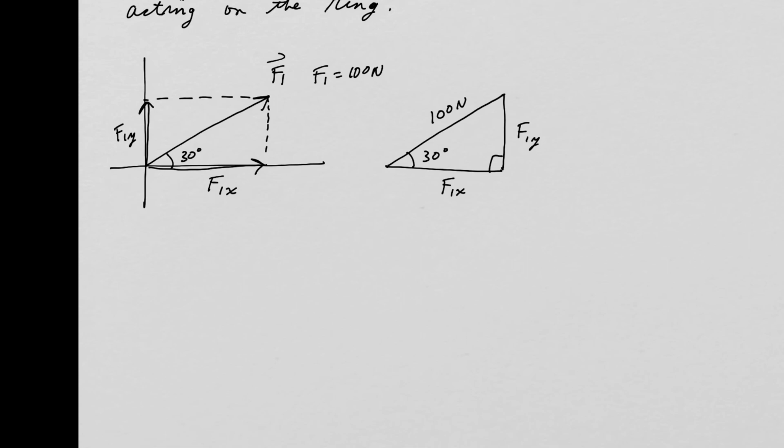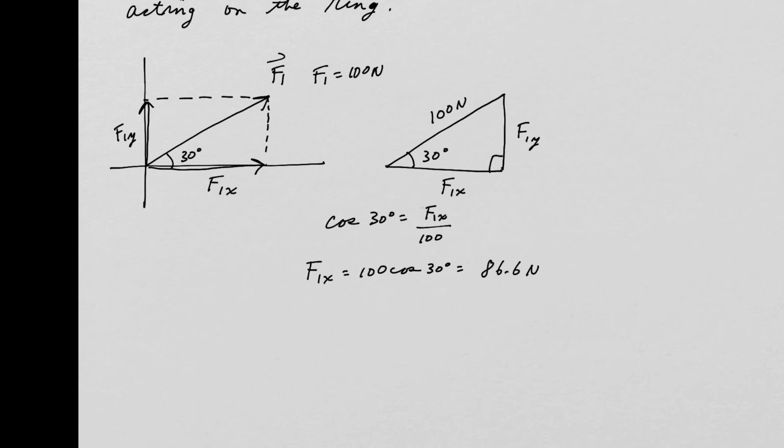So in this case, I know that cosine of 30 degrees is going to be F1x divided by 100. And if I solve this for F1x, it'll be 100 times cosine of 30. And I know it's positive, right? It's pointing towards the right, so it's got to be positive. So if you work this out, it's going to be 86.6 newtons.